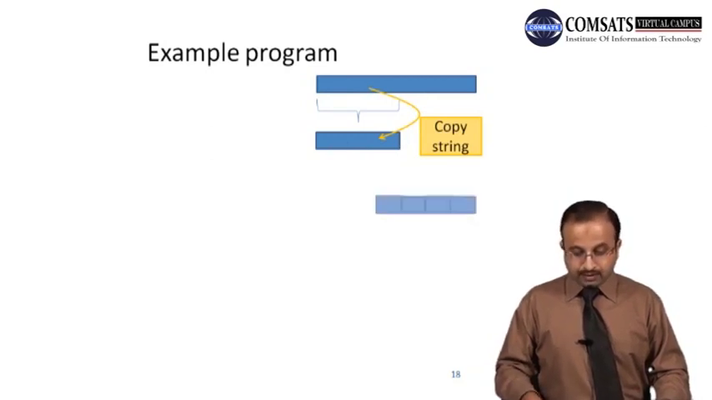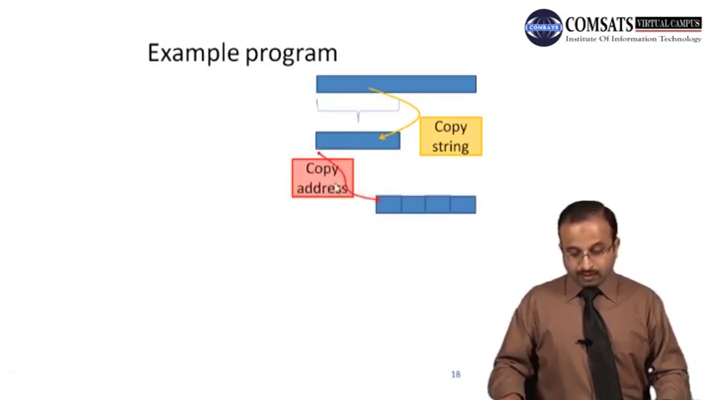And then you have an array of pointers to string and you assign this memory address, you copy this memory address to the zeroth index element.